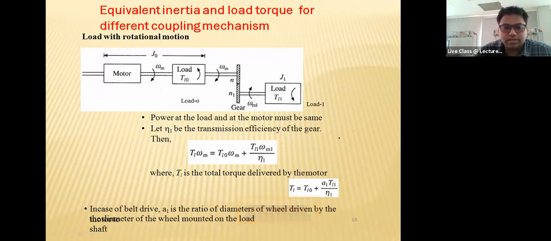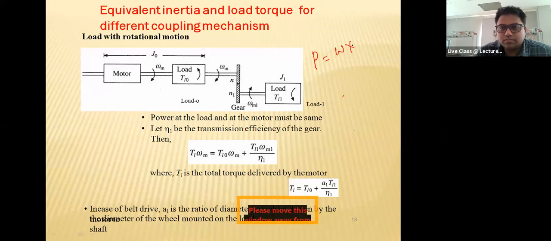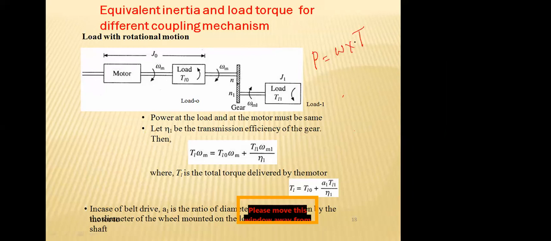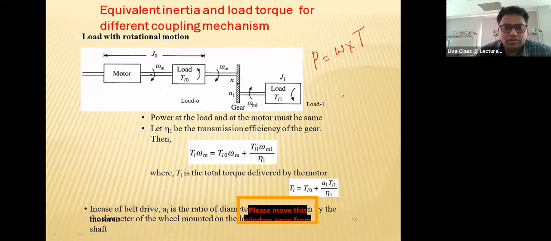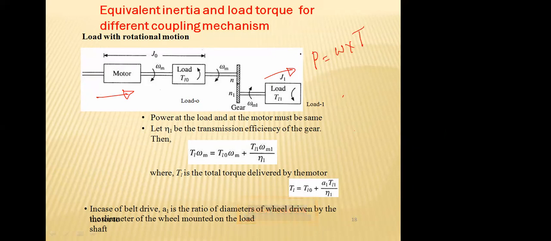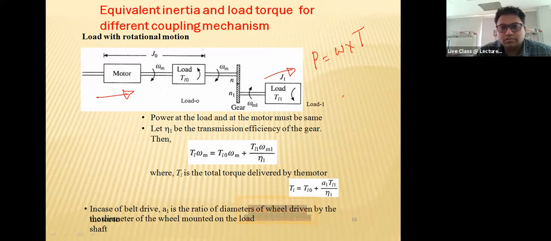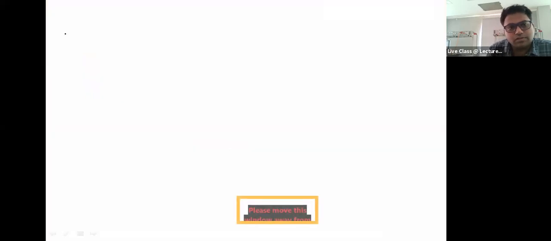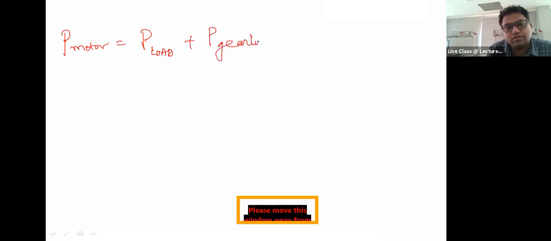Okay, so one more equation that comes out is for the power side. So power is equal to what? Omega into T, that's the mechanical power equation. Is it not so? Yes, sir. So P equals omega into T. So whatever power you are putting into the motor must be coming out of the load. Is it not so? So what can we write? Whatever power you put inside the motor, that power will be coming out through the load plus some gear losses, right? So what is the power?